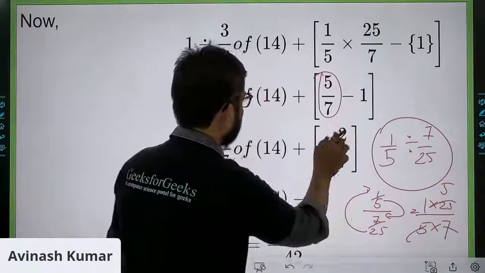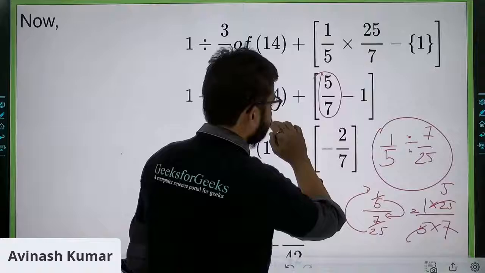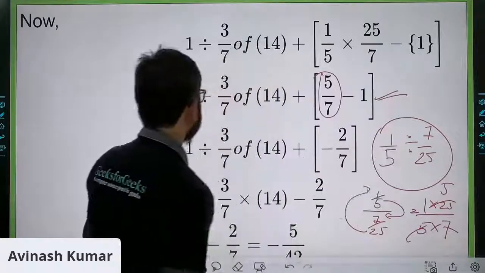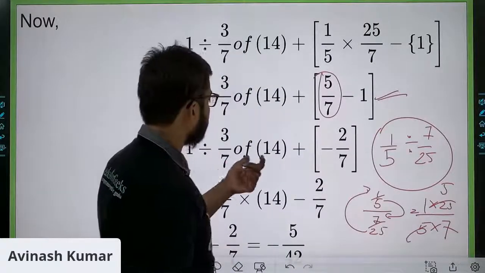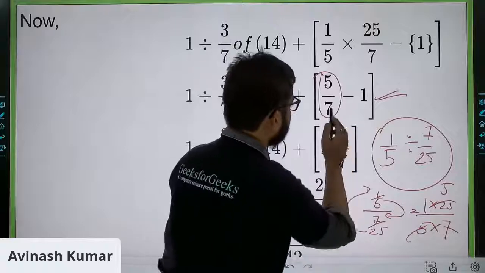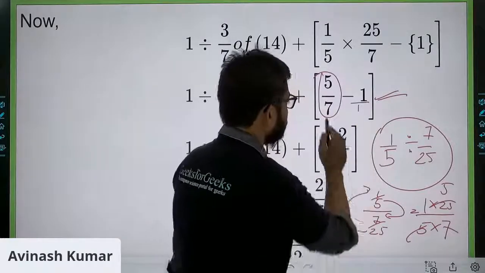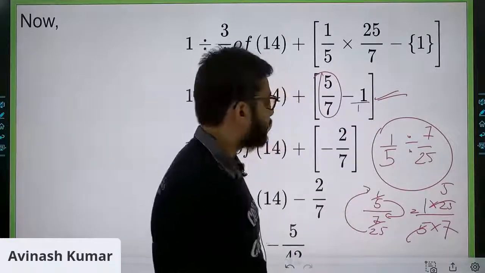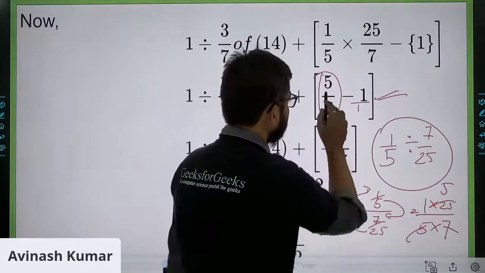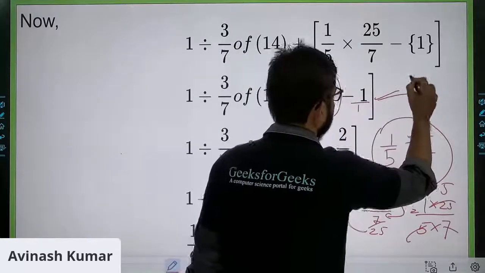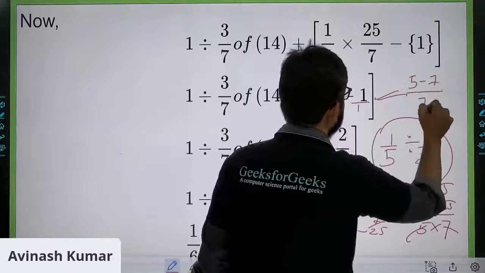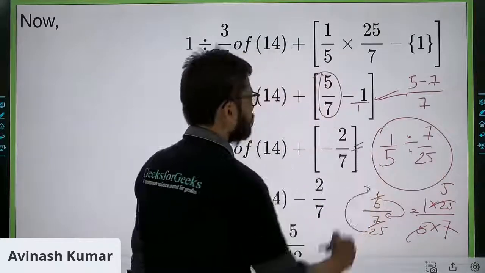I'm just doing this, the 5 by 7, and again taking the LCM. Till here it's clear. Now 1 divided by 3 by 7 of 14 plus, now I'm taking the LCM. This can be written as 1, so 1 and 7, the LCM of 1 and 7 will be 7. I'm taking the LCM: 5 minus 7 divided by 7. This will give you minus 2 by 7.